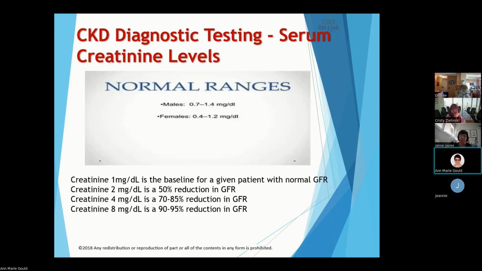I've seen 6 and 8. I've seen 10.9 serum creatinine levels in patients, and these were young patients that were on hemodialysis. They were end-stage renal disease.